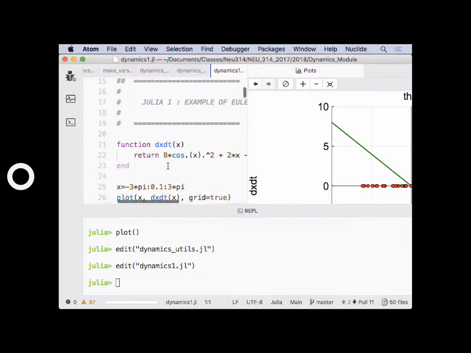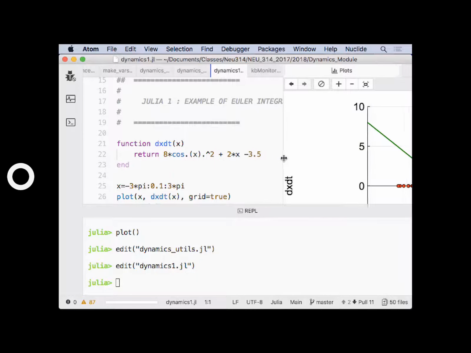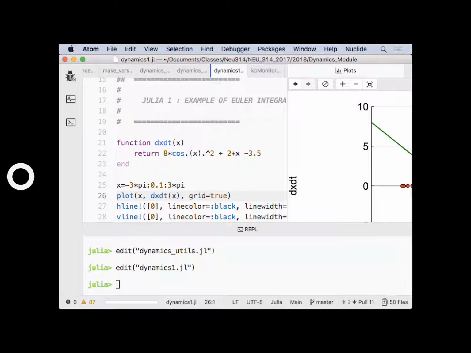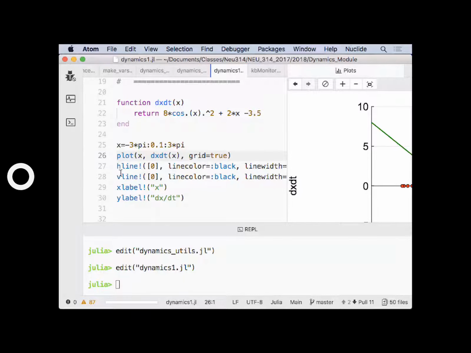So here's the function that we were talking about. 8 times the cosine of x squared plus 2 times x minus 3.5. And let's plot that. Check that. Yeah, you guys can see all of this. So I'm just going to make an x-axis that runs, I chose from minus 3 pi to 3 pi, but it's just a range. And I'm just going to plot this over here. And then I'm going to add a horizontal black line at 0 and a vertical line at 0, just so it looks pretty.